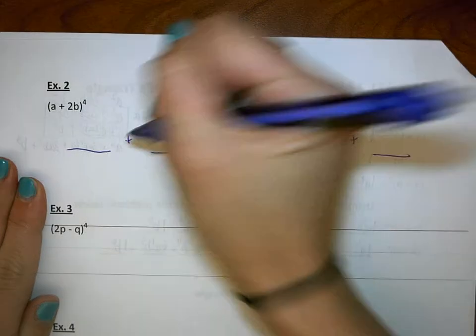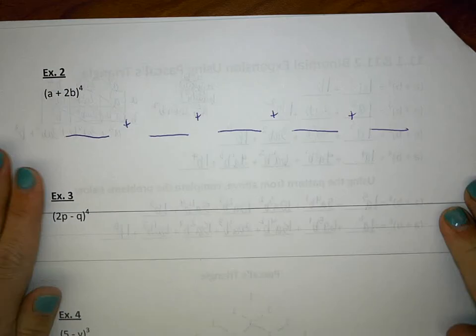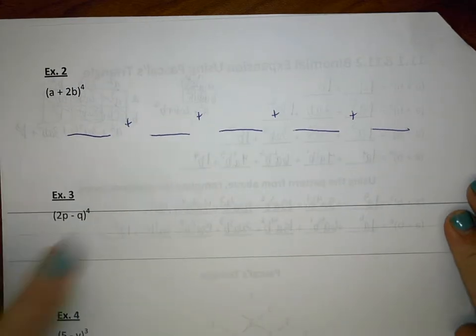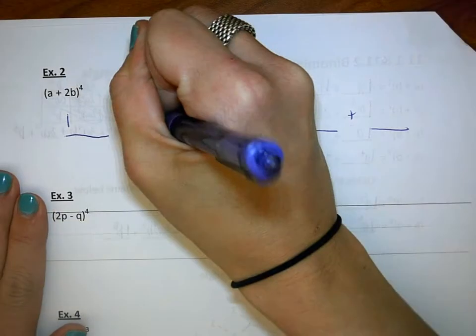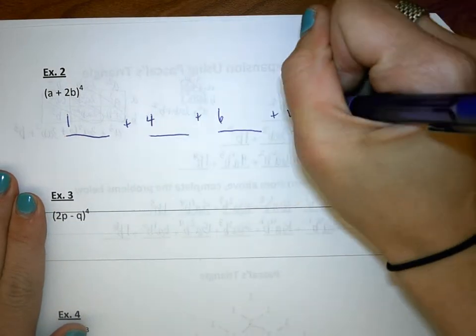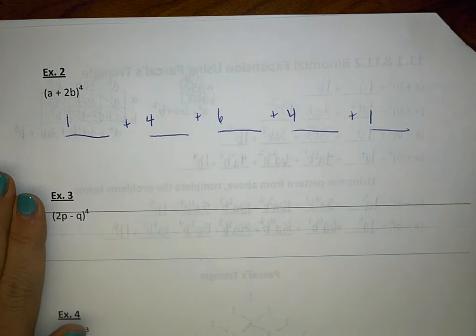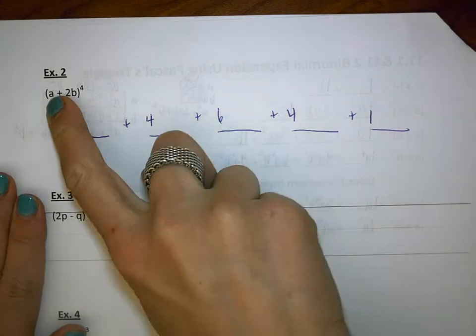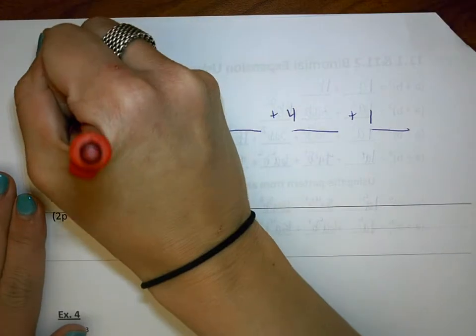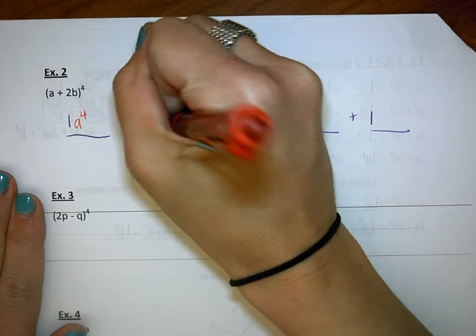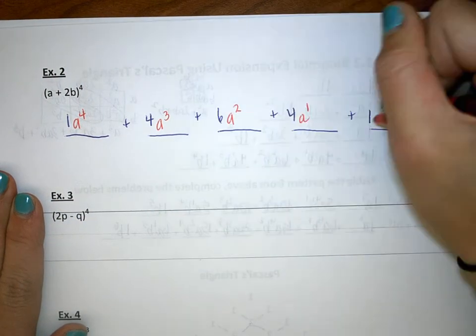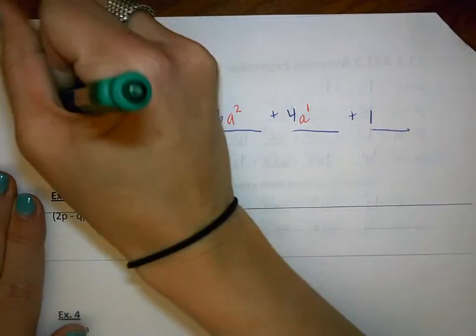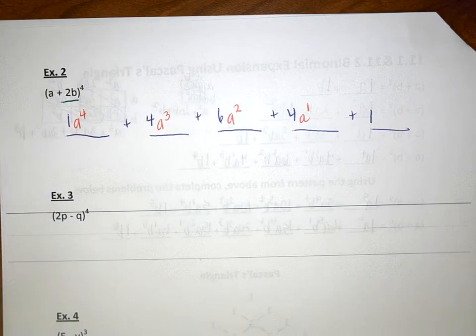For my fourth exponent, what are the numbers that go in front? 1, 4, 6, 4, 1. With my A's, it's just A. So I have A to the fourth, A to the third, A to the second, A to the first, A to the 0. But for my second term, I have 2B.